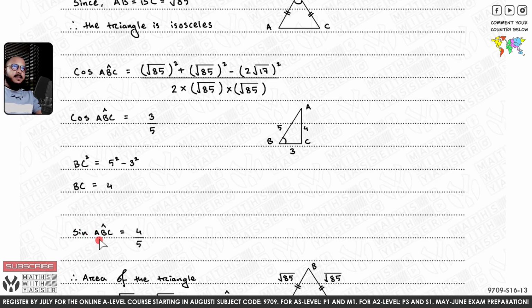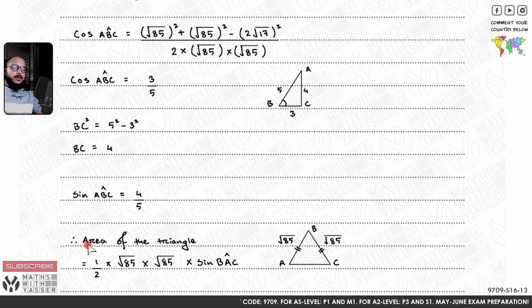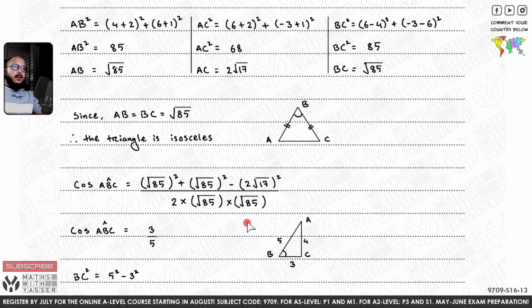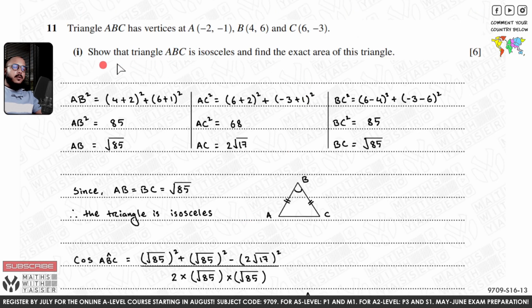So sine ABC is opposite over hypotenuse, which is 4 over 5. The area of the triangle, we can use the formula half times a times b times sine theta. The angle must be between the two known sides. So half times root 85 times root 85 times the angle between them, sine ABC, which is 4 over 5. You can look at the question again.